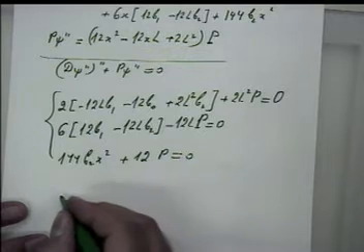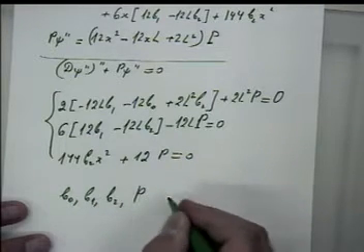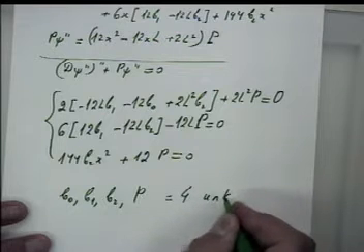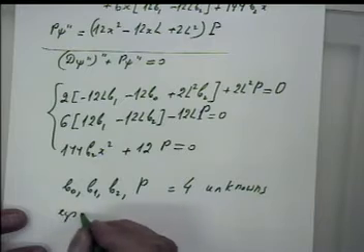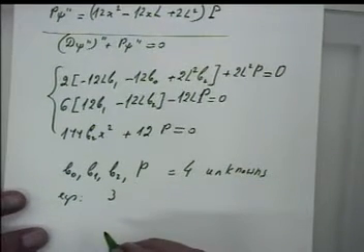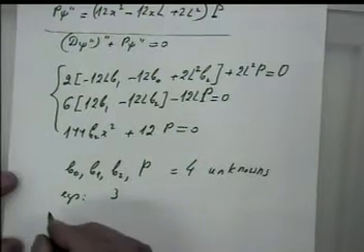We have B0, B1, B2, and P. 4 unknowns. How many equations? 3. Okay, so we have 3 equations for 4 unknowns. So that means that then there will be infinite amount of solutions.